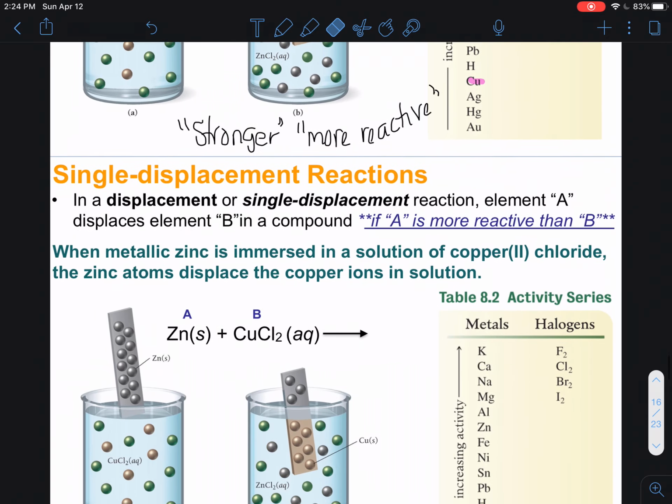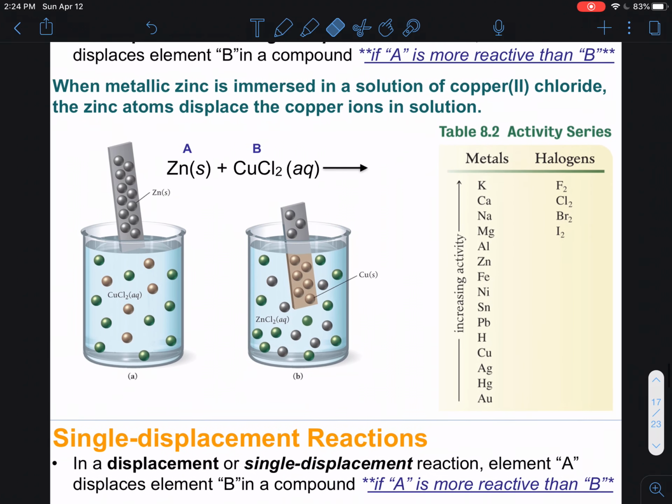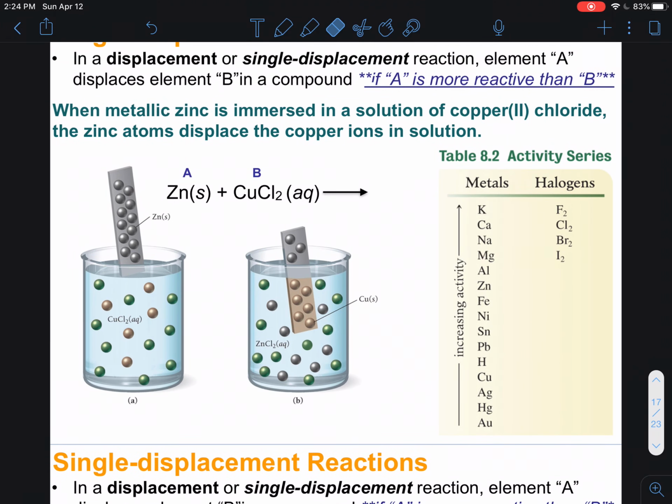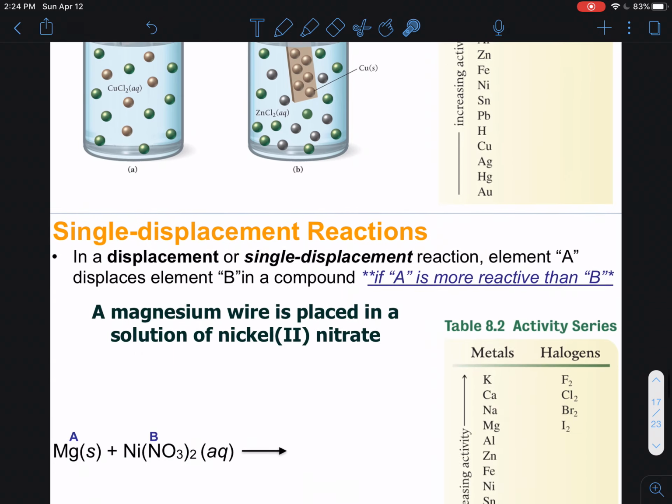So let's look at another one. Oh, I already went over this. So again, if A is more reactive than B, right? In a single displacement reaction, element A displaces element B only if A is more reactive. So here, A is zinc, B is copper. If A is more reactive than B, they'll swap places.